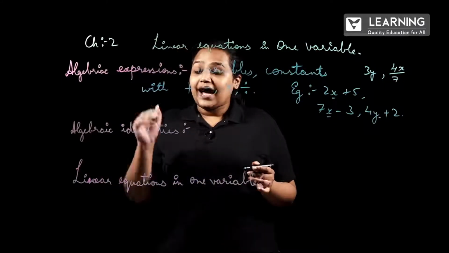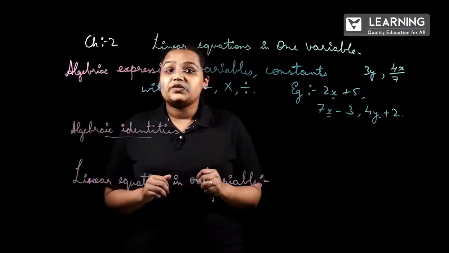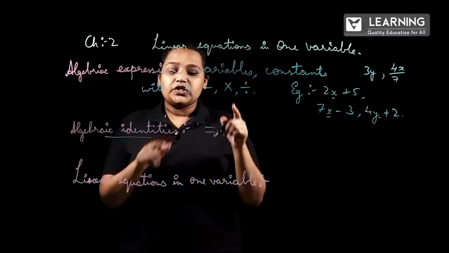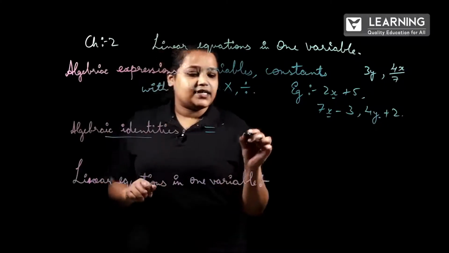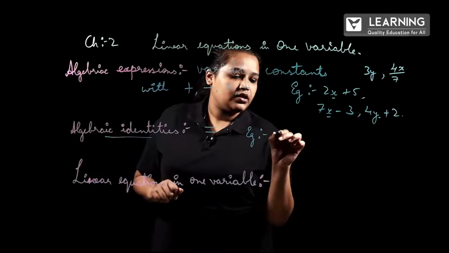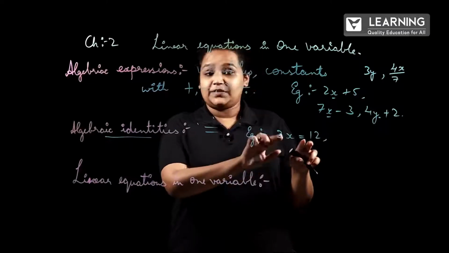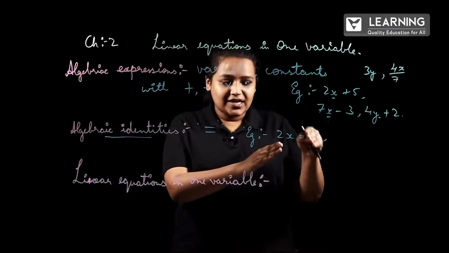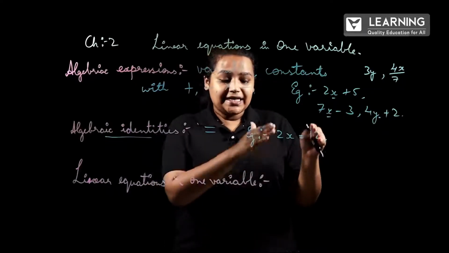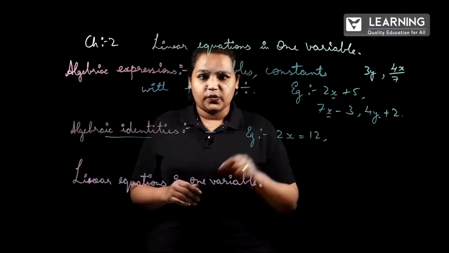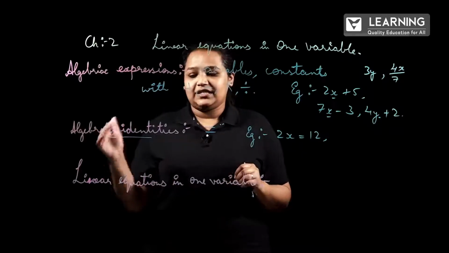So what are algebraic identities? The expressions which have an equal sign. If this symbol is present, then it is known as algebraic identities. For example, 2x is equal to 12. So here we have expressions on both the sides, right? One is just a constant. Here it is constant with variable, but it is getting equal with the sign equal to. So these type of expressions are called algebraic identities.